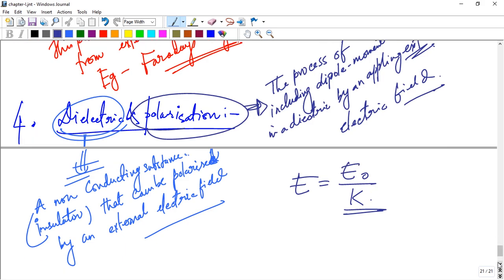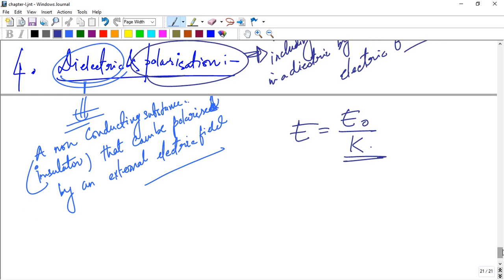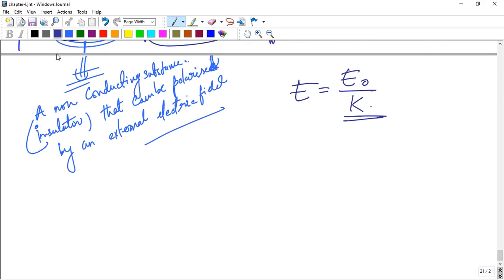Now the fifth point of this chapter is capacitor and capacitance. That's very important.